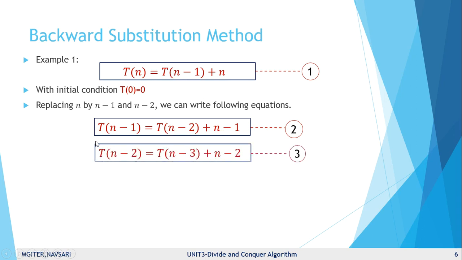And replace the n by n-2. Then T(n-2) is equal to T(n-2-1) + n-2, so T(n-3) + n-2.